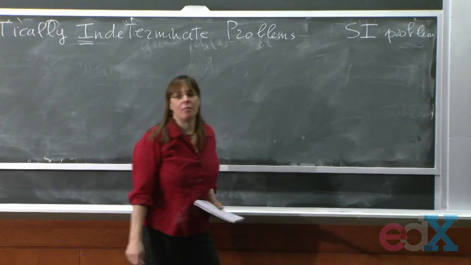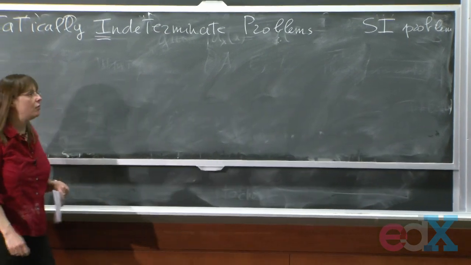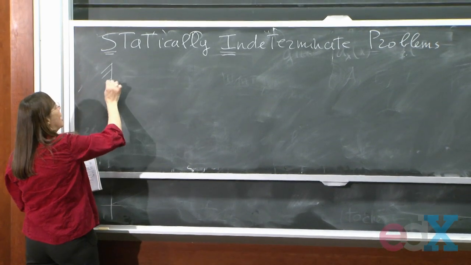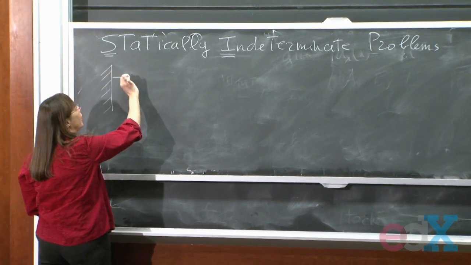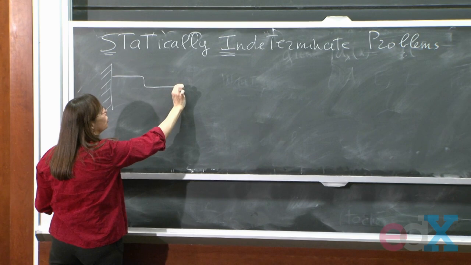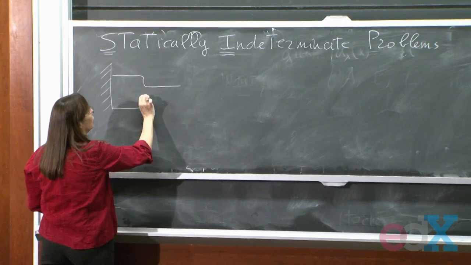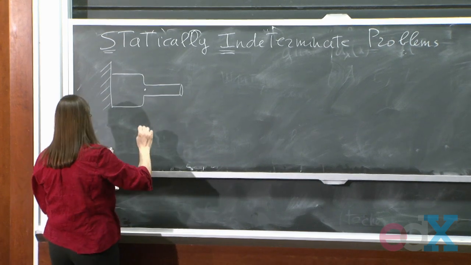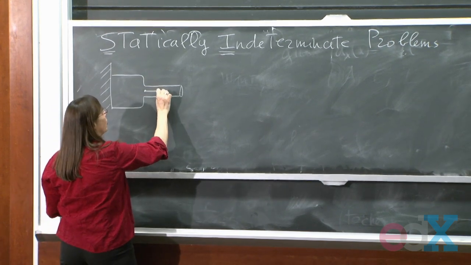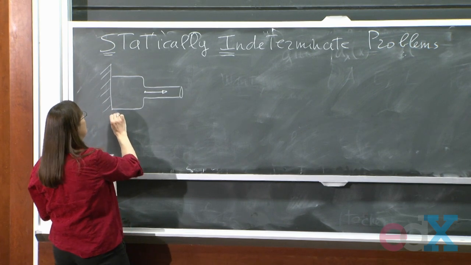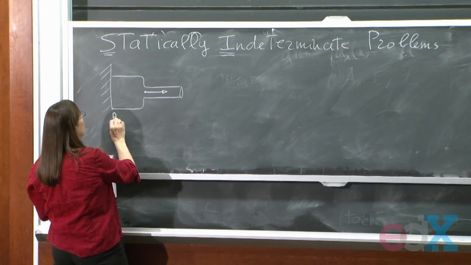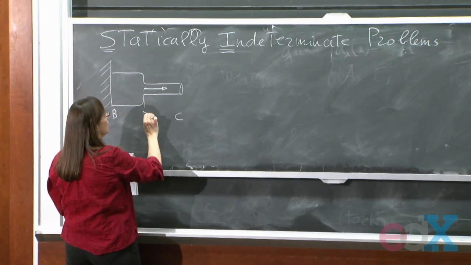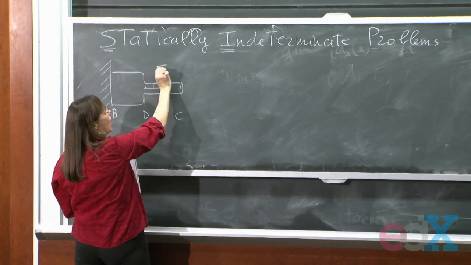So when is a problem statically indeterminate? Let me give you an example of a statically indeterminate problem. Let's say that I have a wall. I have my good old friend bar with changing cross-section, like that. And let's say that I applied a force right where the section changes. Let's say that this is section B. This section here is section C. Let's say that this section here is section D, so that I can call this force FD.